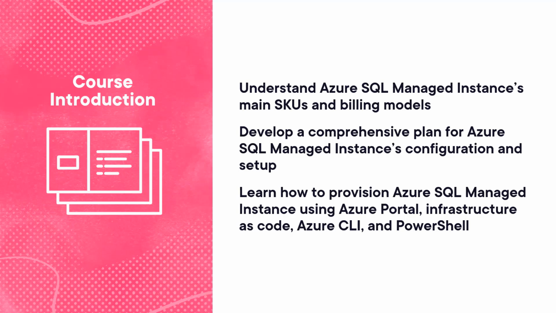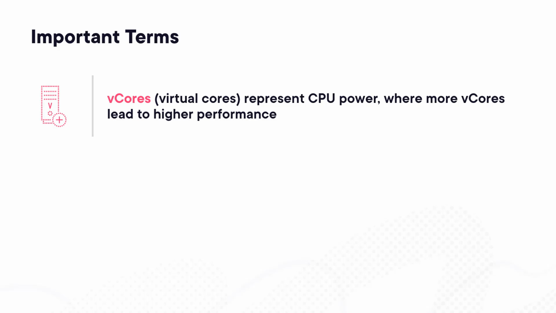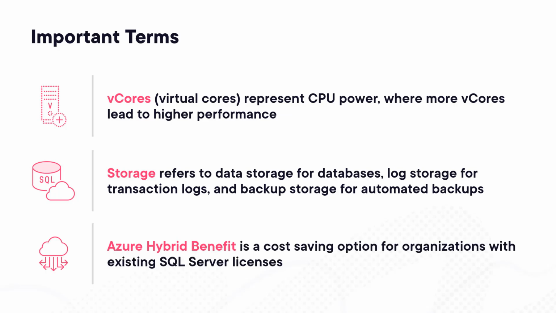So let's get started by exploring the SKUs and billing models available. Before we dive deeper, let's first define some terms that will help you understand how the pricing works. First, vCores or virtual cores, which represent the CPU power. The more vCores you have, the higher performance you get. Storage, which refers to data storage for databases, log storage for transaction logs, and backup storage for automated backups. Then the term Azure Hybrid Benefit, which is a cost-saving option for organizations with existing SQL Server licenses.